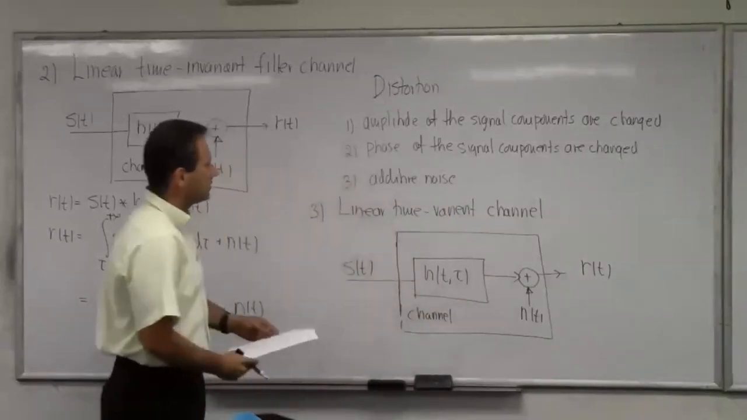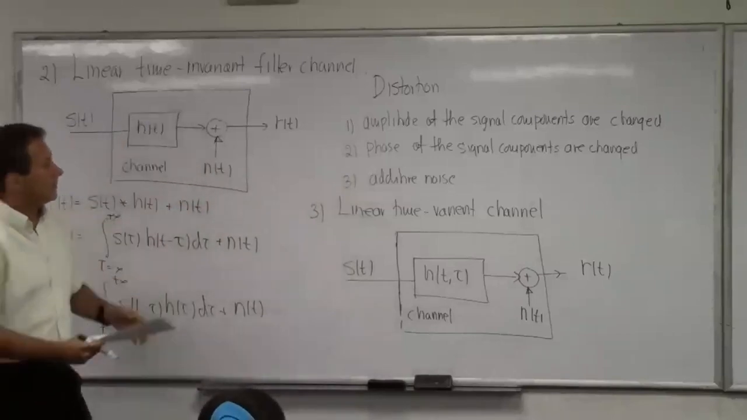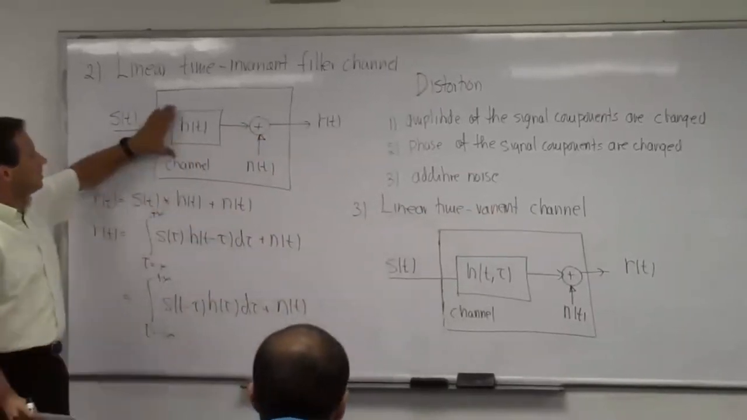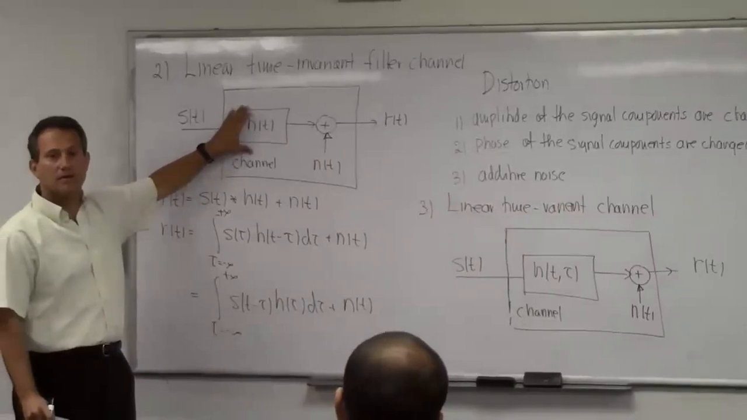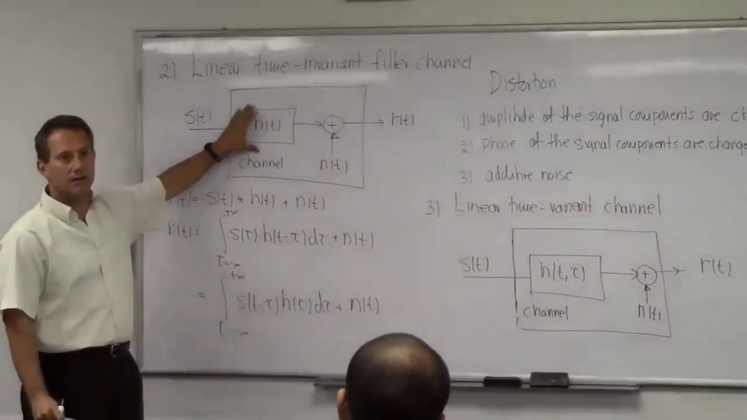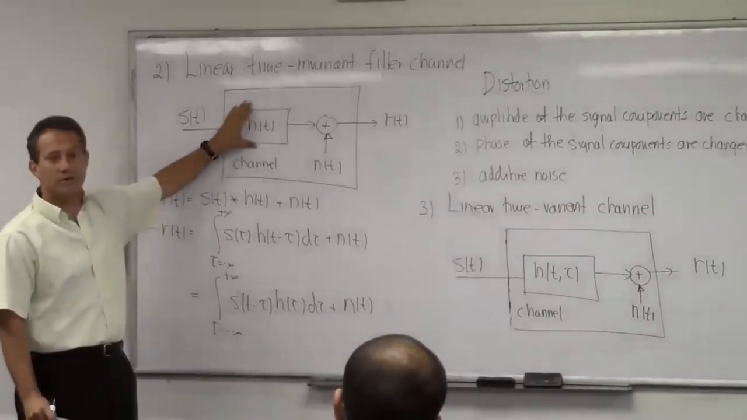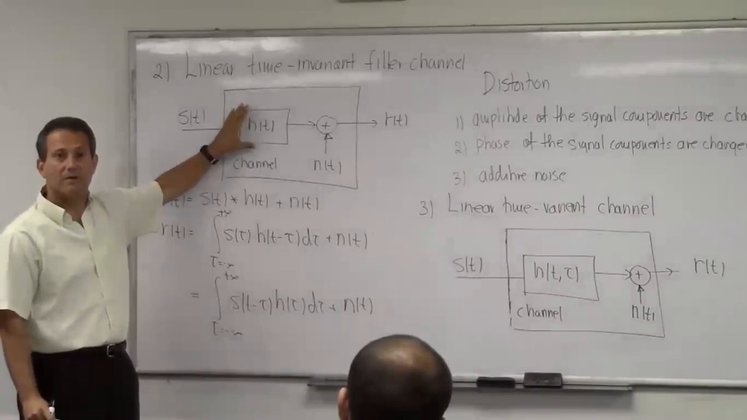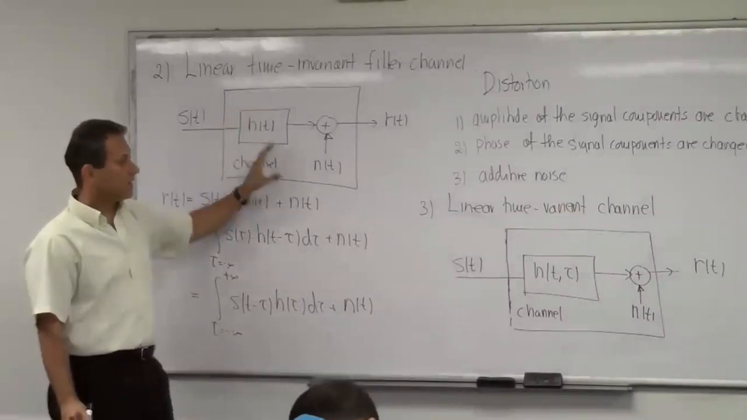Now, how is this different from this channel? This channel here is the same regardless of when you look at it. If I transmit through this channel today and tomorrow, the impulse response of this channel will stay the same. That's the time invariant piece of it. It means that the impulse response of the channel does not change over time.